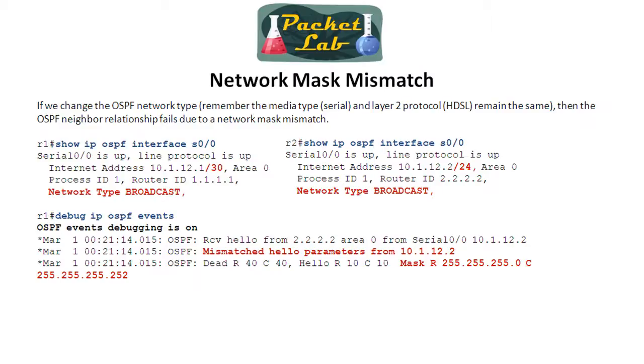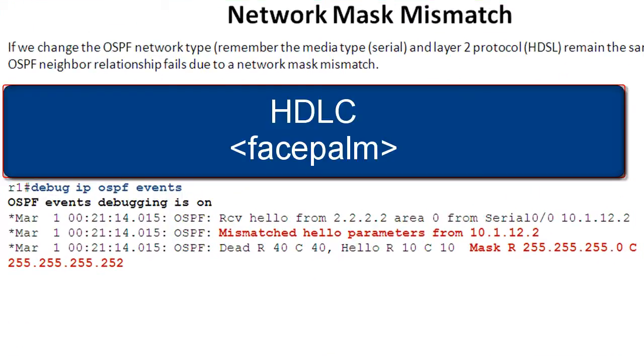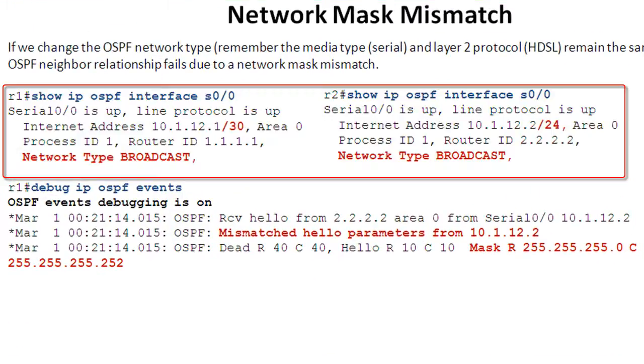So just to hammer this home, that it is the OSPF network type and not the media type, what we've got here is serial interfaces set up. We're running HDLC. By default, we would use a network type point-to-point. But what we're doing here is we're changing it from point-to-point to broadcast. And we do that with the interface command IP OSPF network type, and then we specify broadcast.